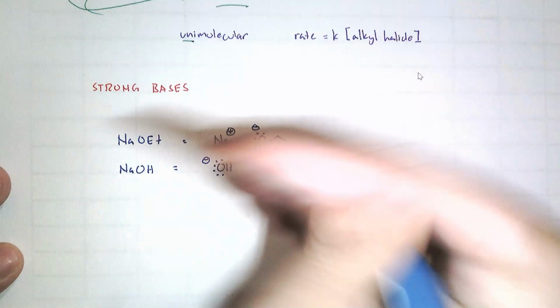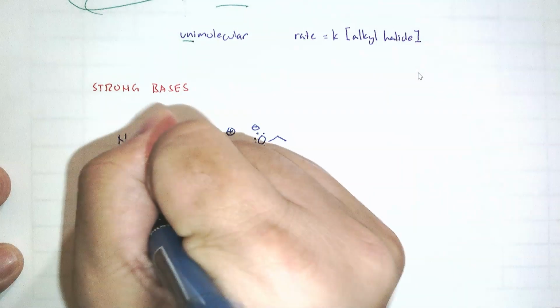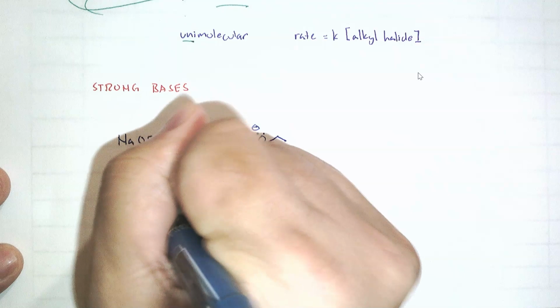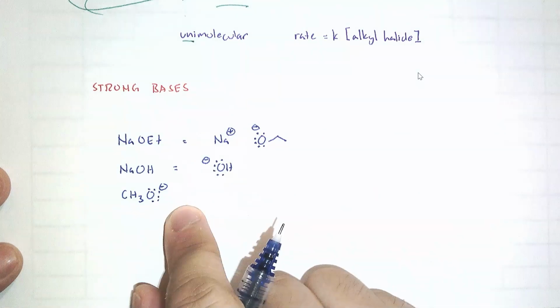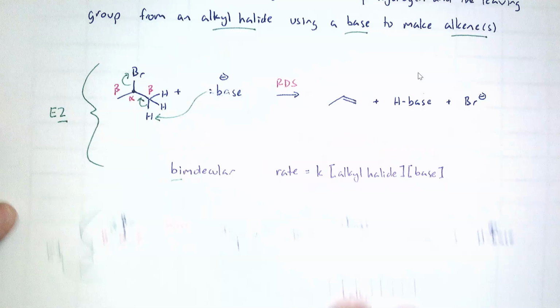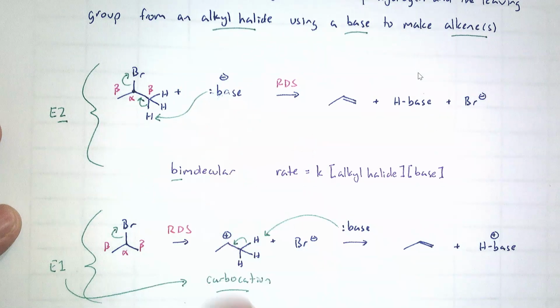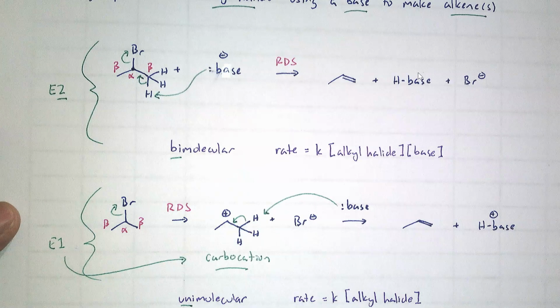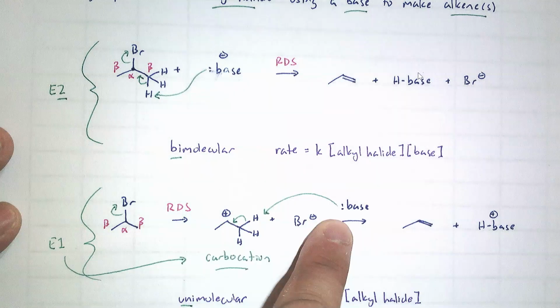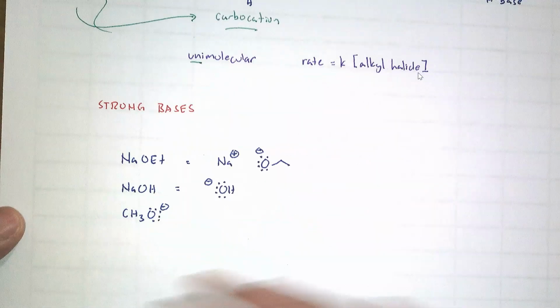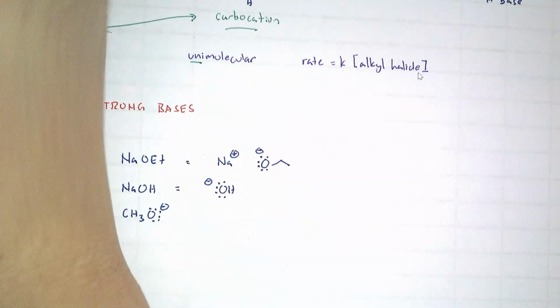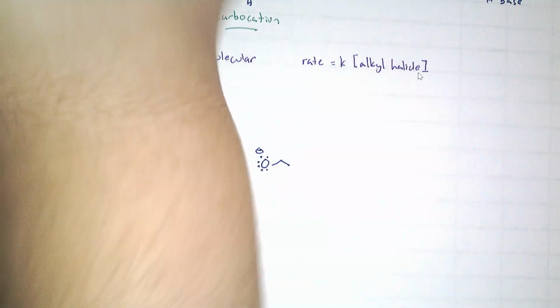CH3O minus. Let me write it down. I'm drawing the lone pairs because you need those lone pairs when you draw the mechanism, right? It's the lone pair that's making the bond to the proton in both cases, strong base and weak base. Okay. Those are your oxide bases, and those are typically the ones that people use.